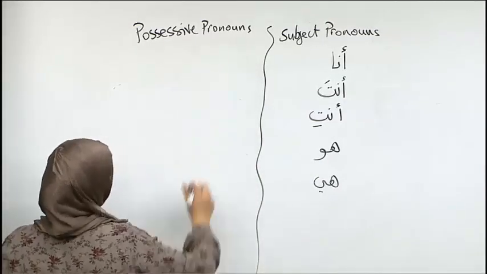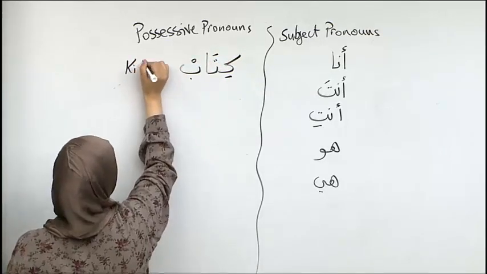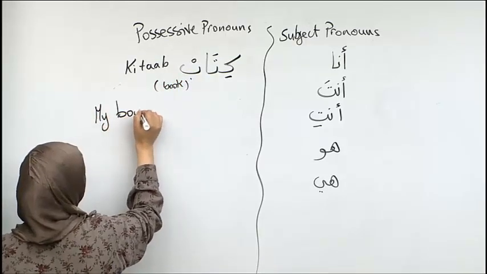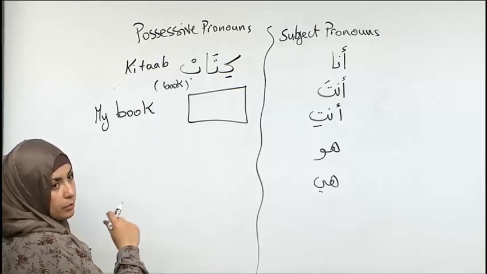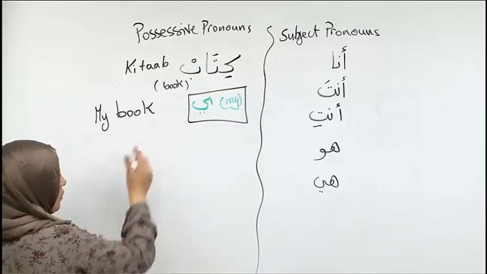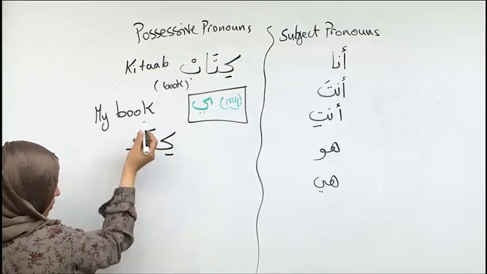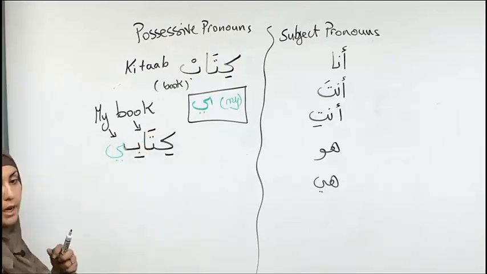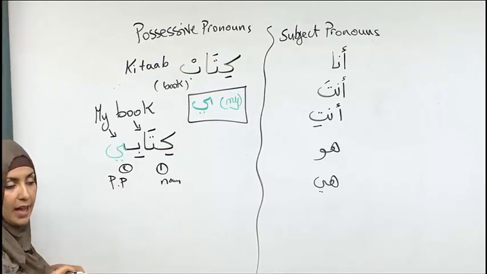Let's take the word kitab. Who knows what this word means? Kitab. Yep. Book. And I need to say my book. What is my? How do we refer to my in Arabic? Just from what I did earlier. Yeah, that's my. So I do book first, kitab, and I leave this open so I can put my at the end. So this is my book. Noun first, and then possessive pronoun second, and it attaches to the word.